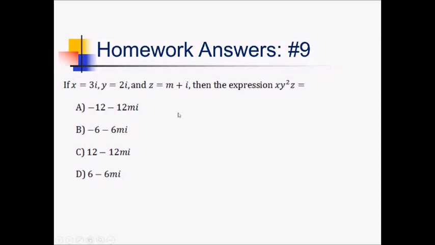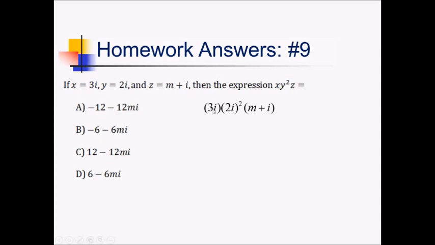On this problem, we're told that x equals 3i, y is 2i, and z is m plus i. We want to know what the expression xy squared z comes out to. So let's see here. Plugging things in, we've got 3i times (2i) squared times (m plus i). So just be careful to use parentheses when you plug all these things in. It won't matter much on the 3i, but the 2i needs to be in parentheses, as does the m plus i.